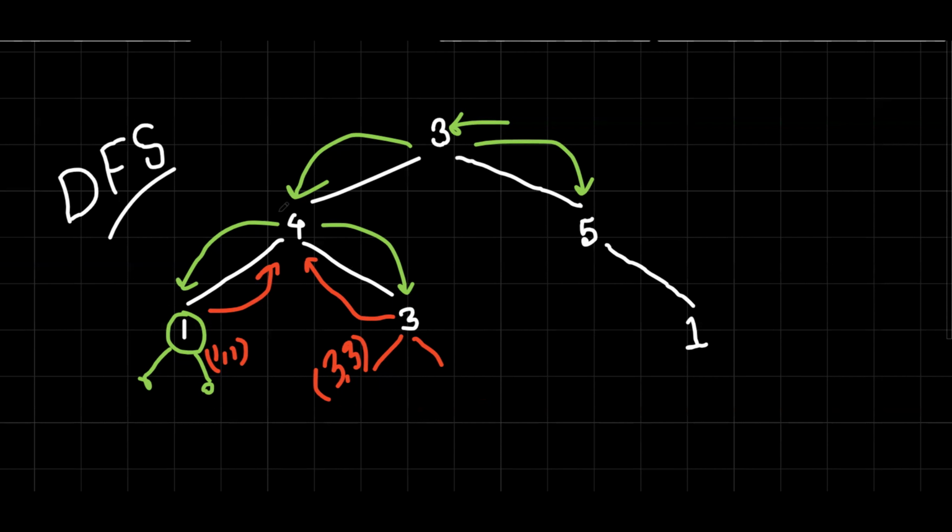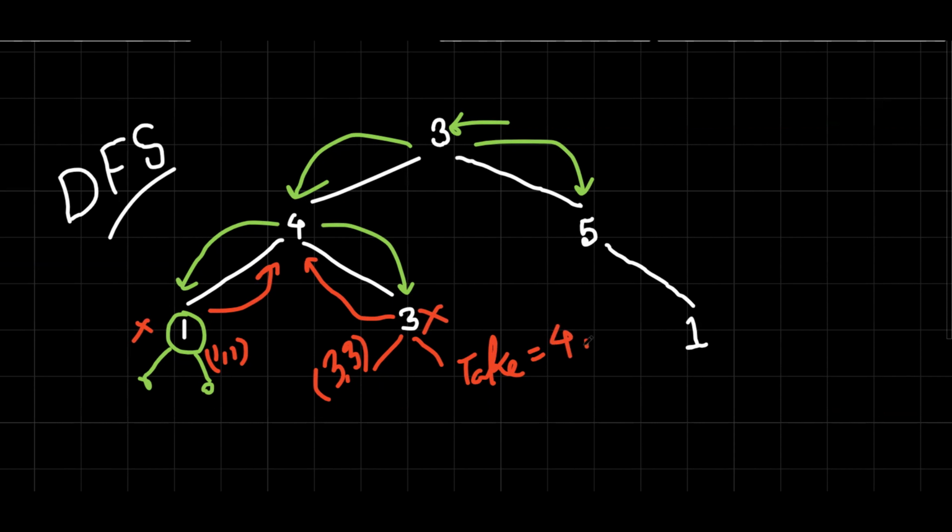Now we are in root 4. So for root 4, we have two conditions. Either I can take root 4 or I can ignore root 4. If I take root 4, I cannot take the values returned from 1 and 3. So here, if I take root 4, then the value will be 4.